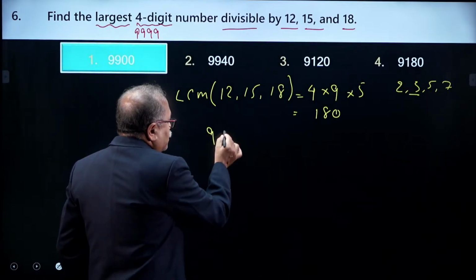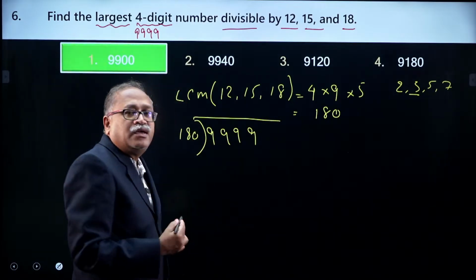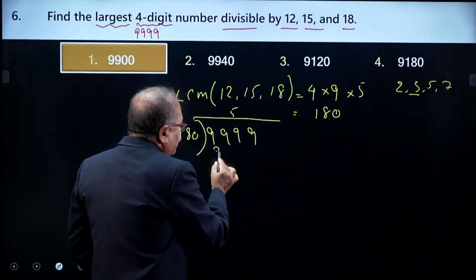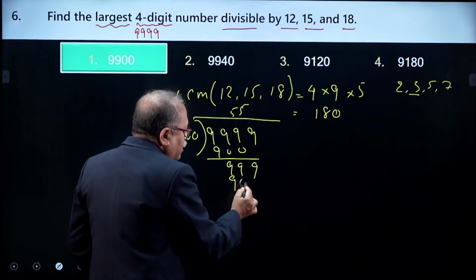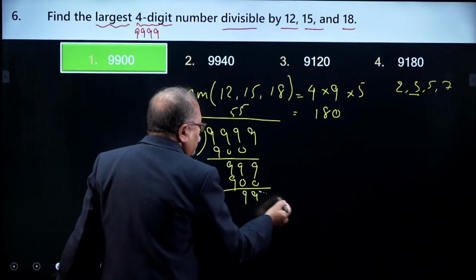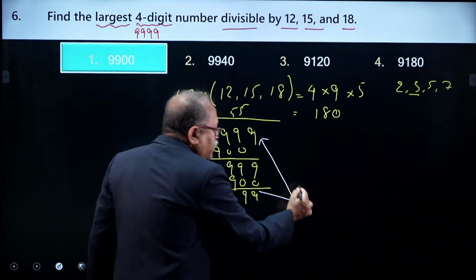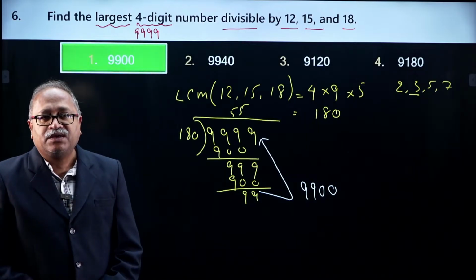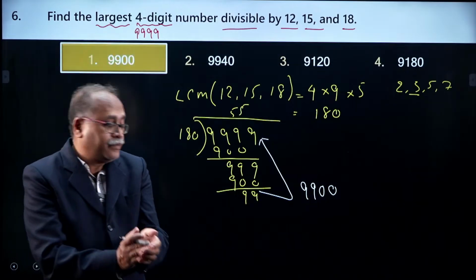So here I will go with these 9s and divide by 180. 180 times 5 is 900, that means 900. So first 5 times 180 is 900, and if you take out again you are getting 999. Now 18 times 5 is 90, so 99. So I am left with the remainder 99. I need to take out 99 from 4 nines. So I will be left with 9900, and that is the largest 4-digit number which is divisible by 12, 15 and 18. Well done. Okay.